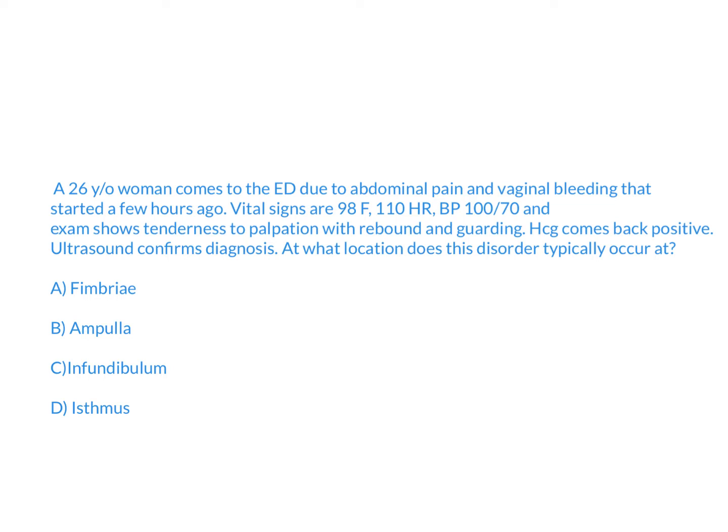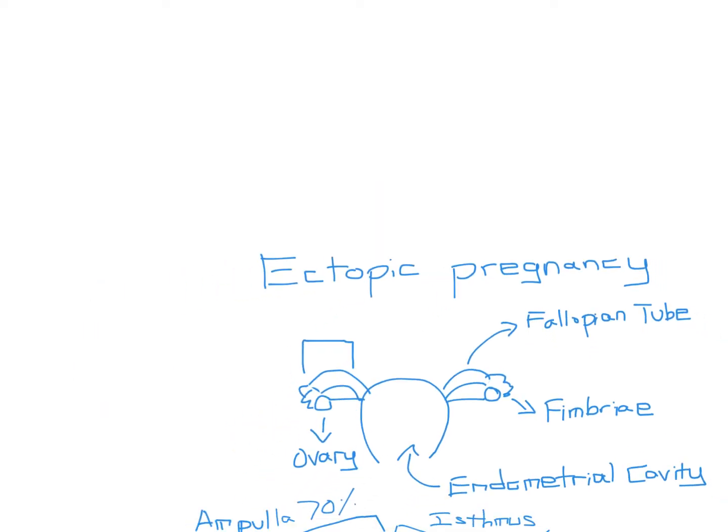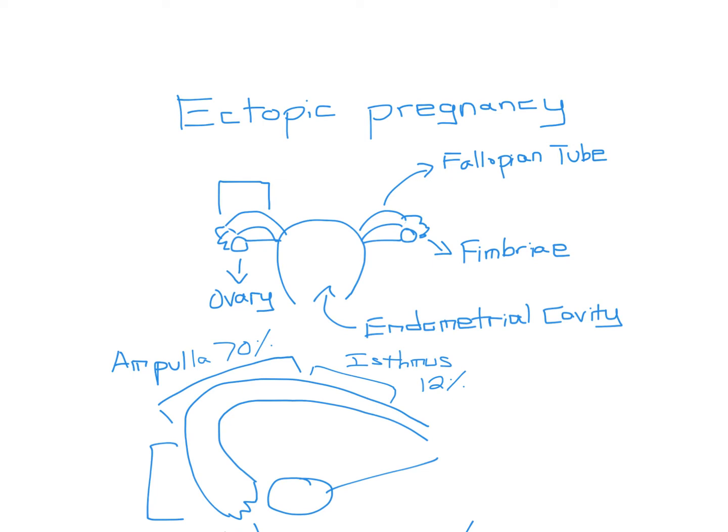So I'll let you answer the question and then I'll explain it. Okay, so the answer is B, the ampulla. So this disorder is an ectopic pregnancy. So to orient you to the different anatomical regions, let's just do a quick recap.